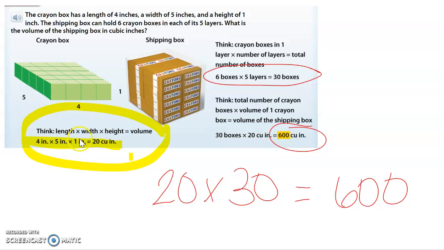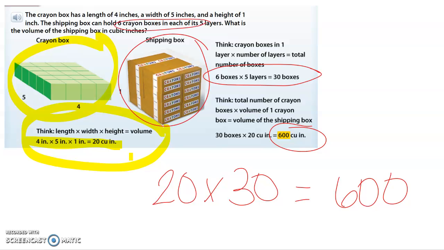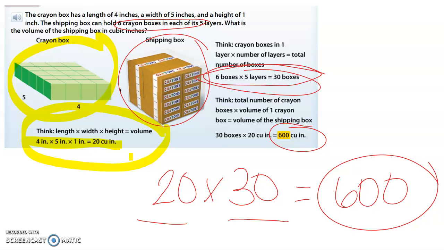Okay, so this first slide that you see here, we are working with the size of a crayon box and the size of a shipping box. So this first model here, this is the crayon box. The crayon box is 20 cubic inches. Then the second thing we need to do is look at the shipping box. The shipping box can hold 6 crayon boxes within each of its 5 layers. So that means it can hold 30 crayon boxes total. So what we actually have to do is 20 times 30 to give us the total amount in the shipping box.